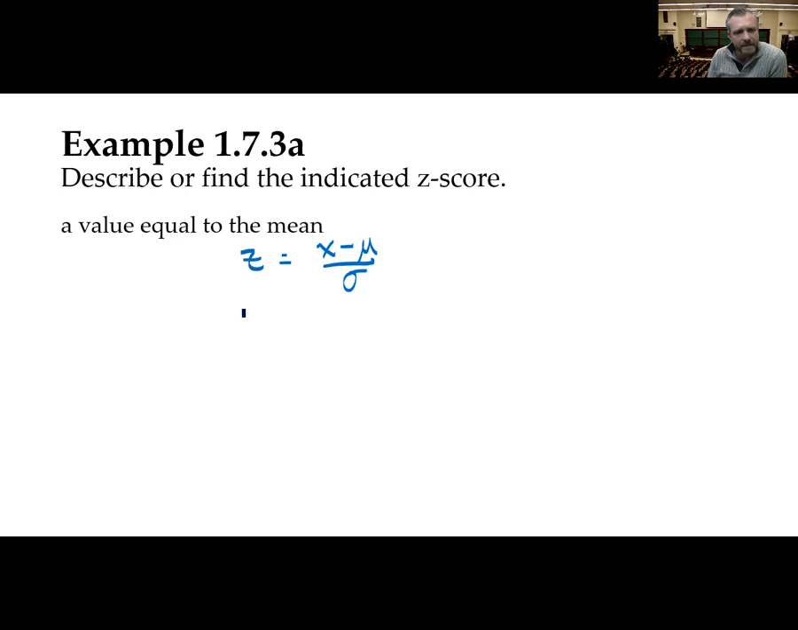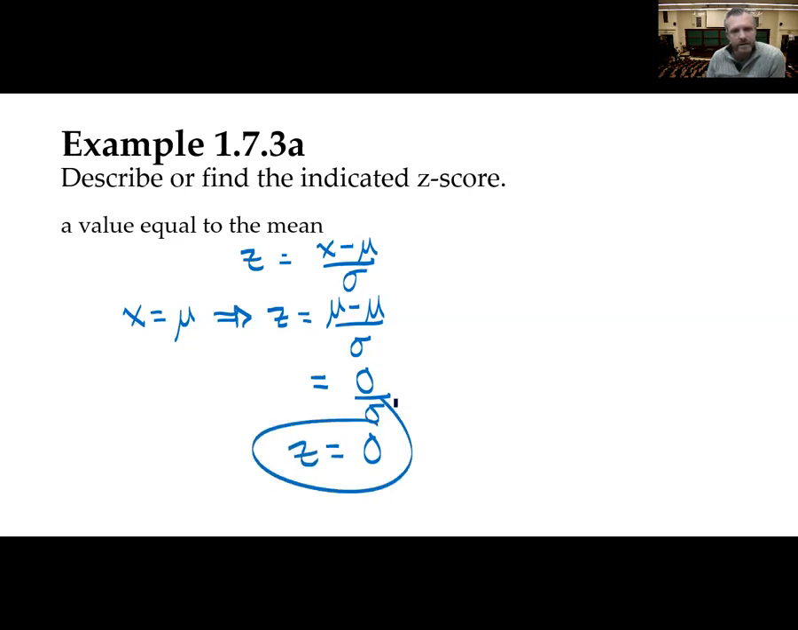If X is equal to the mean, so if X is actually the mean, and again, it could be mu or X bar, depending on what we're dealing with here. X bar might be all we have. A lot of times it will be. Then what happens here? Well, I'm going to replace that X with mu. And so I get mean minus mean over standard deviation. Well, that's 0 over standard deviation, which is 0. When X is the mean, the Z-score is 0.